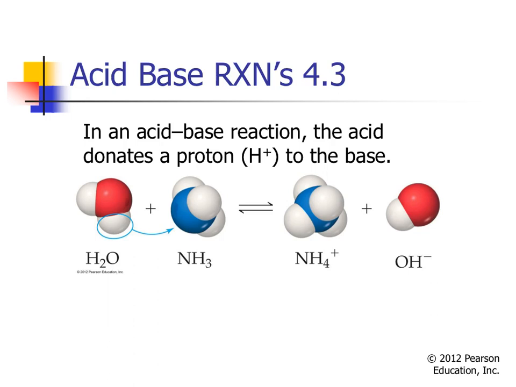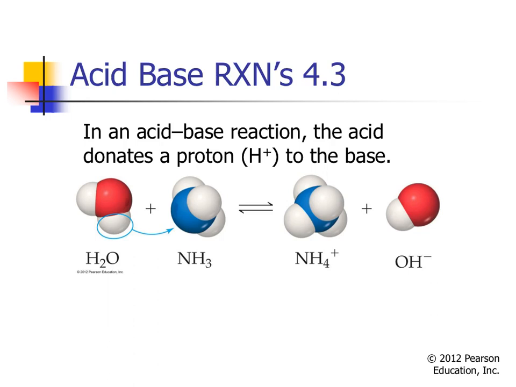What's actually happening in an acid-base reaction is that, and here we're using ammonia again to make ammonium and hydroxide, we can see that the hydrogen is going to the ammonia, and therefore water is the hydrogen donor. So you have that proton donor and the proton acceptor.